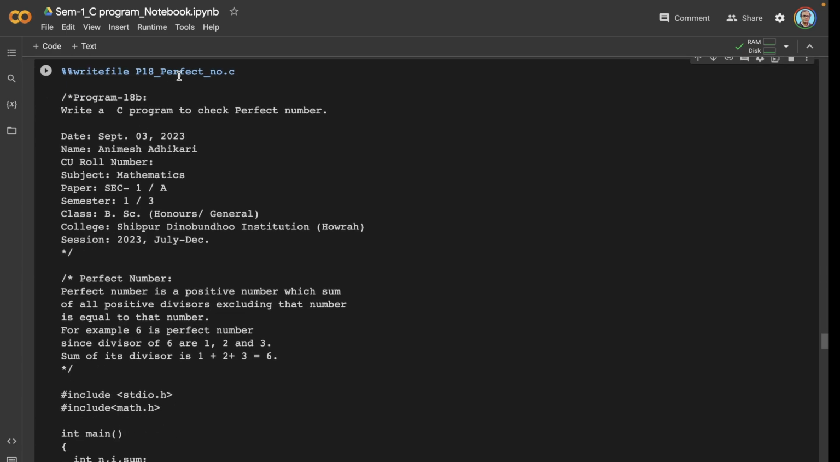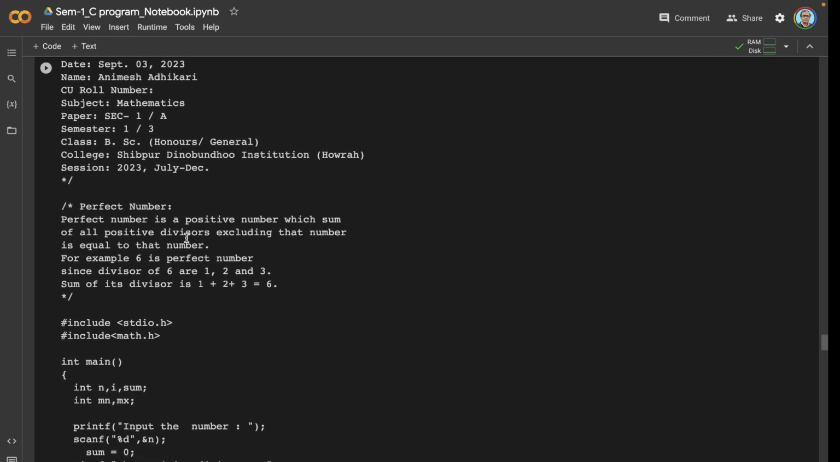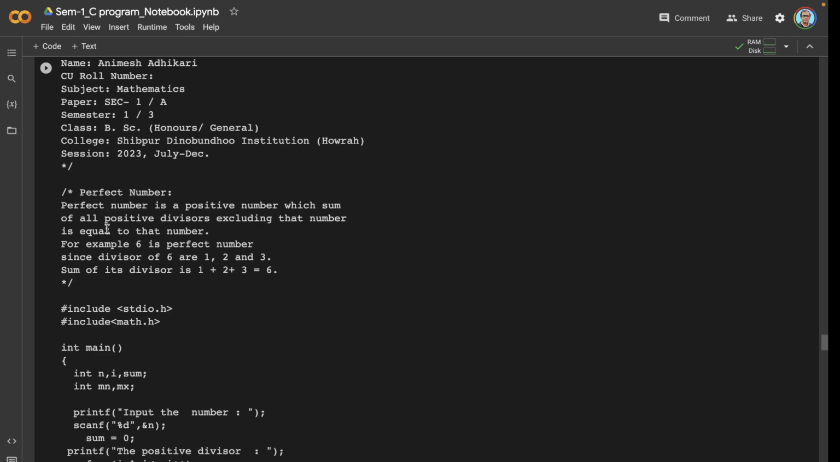Next, 18: write a C program to check a perfect number. What is a perfect number? A perfect number is a positive number for which the sum of all positive divisors excluding that number is equal to that number. So for 6, the divisors are 1, 2, 3. So the sum of divisors equals 1 plus 2 plus 3 equals 6, the number itself. Then 6 is a perfect number.